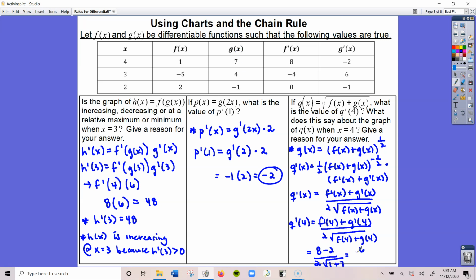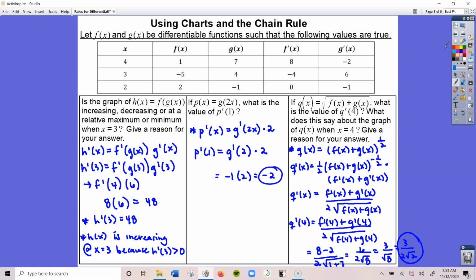And this gives me 6 over 2 square root of 8, which can be simplified to 3 over the square root of 8. Or if you wanted to simplify that radical even more, that gives us 3 over 2 square root of 2. So this is my derivative.